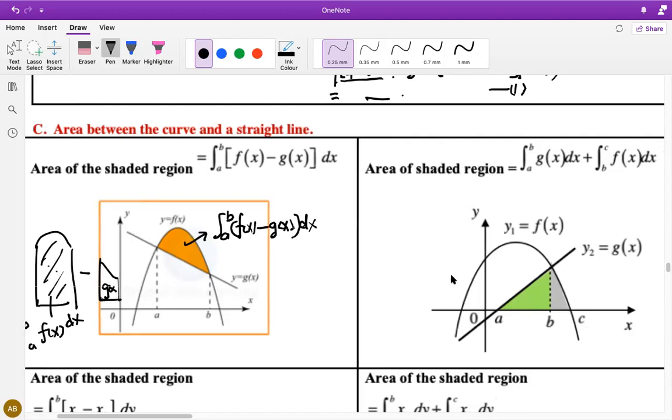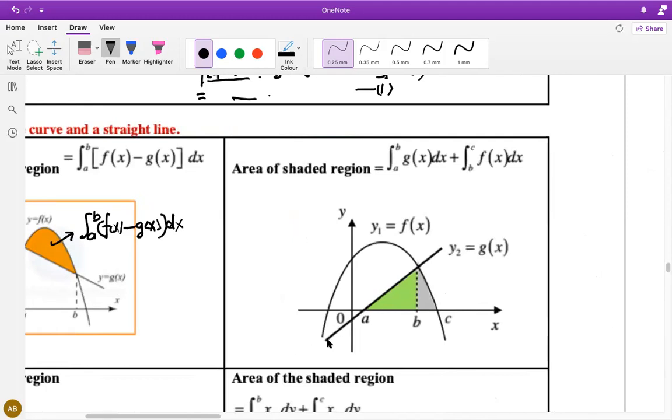So you can see the second situation. It's a straight line and a curve, but now we want to find the area from A to B to C. B to C is the area under the curve, but A to B is the area under the straight line. So we add these two together. From A to B, we use the equation of the straight line, and then from B to C, we use the equation of the curve f(x). So this will be this part plus this.